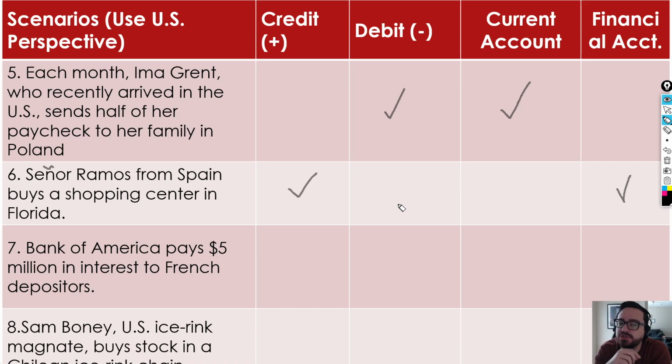So it's a credit initially. It will make us money initially because he is giving us money for that shopping center. He paid us for it. So we did earn money off that transaction. And it's a financial account thing because it's an asset for him physically.